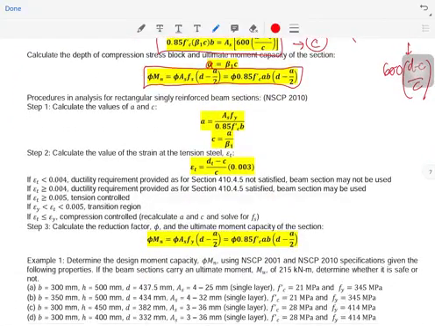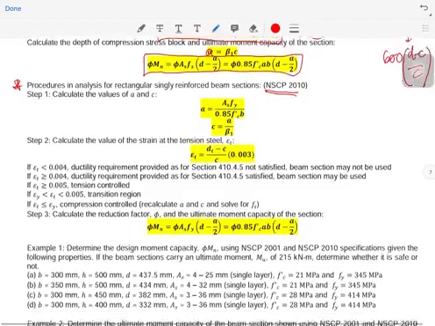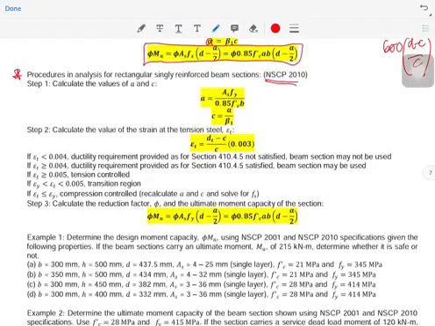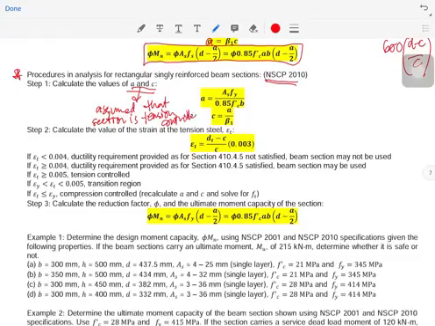The next procedure is for the analysis of rectangular singly reinforced beam sections for NSCP 2010. For NSCP 2010, your first step is to calculate the values of a and c. In calculating the values of a and c here, you assume that your section is tension controlled. Why is it that you assume that it is tension controlled?